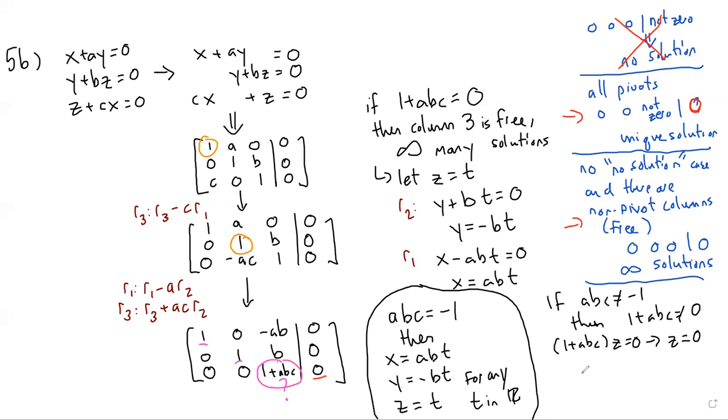And then if we look up at row 2, that means that Y plus 0 is 0. So Y is 0. And row 1 says that X minus AB times 0 is 0. So X minus 0 is 0. So X is 0. So we get X equals 0, Y equals 0, and Z equals 0. We get the unique solution. And so those are basically the only possibilities that we get for this one.